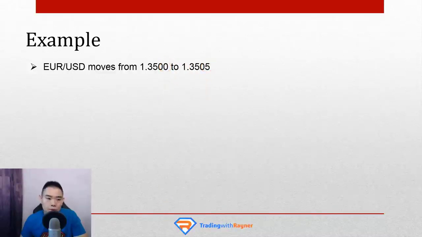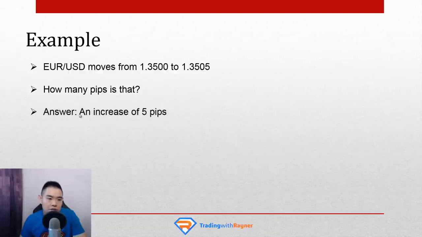Okay? So quiz time. How many pips difference is this? So let's find out. The answer is quite straightforward. This is actually an increase of 5 pips, from 1.3500 to 1.3505. It's a difference of 5 pips. You can see the last digit, the fourth decimal place digit, has moved from 0 to 5. That's an increase of 5 pips.